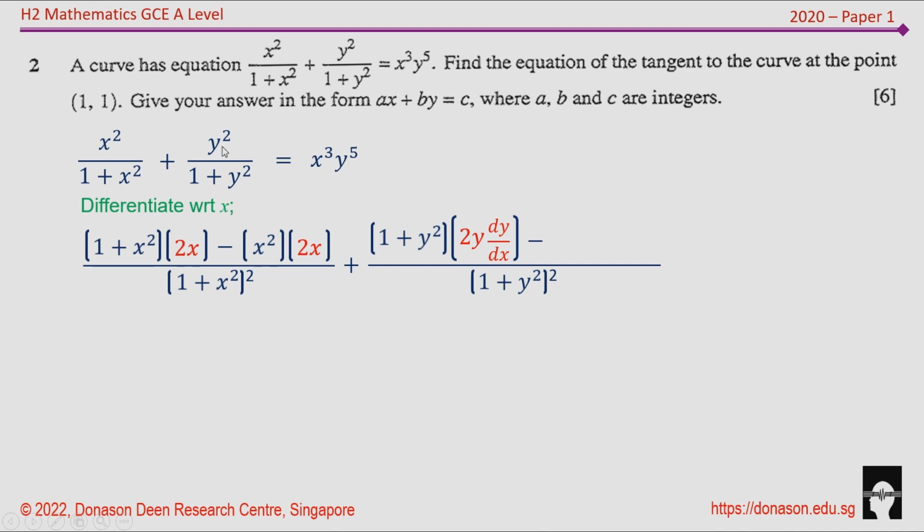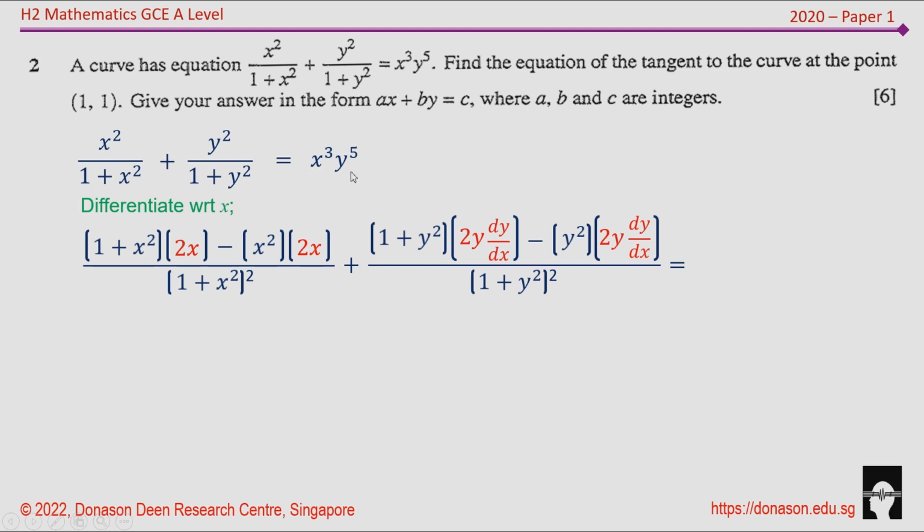Now let's keep our numerator fixed, which is basically y squared, and we're going to differentiate the denominator. Of course 1, if you differentiate, is going to become 0. However, y squared, when you differentiate implicitly, becomes 2y dy/dx. So now we are done with the left hand side of the expression. We have differentiated them with respect to x.